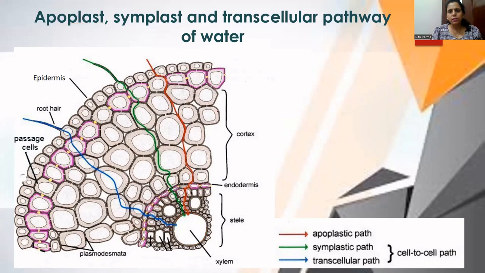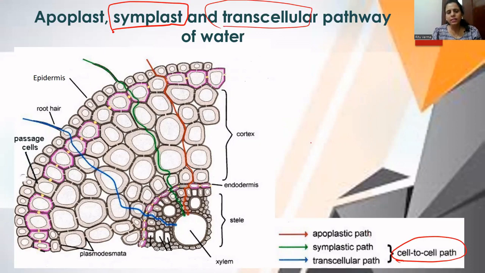Next is your symplast pathway. The symplast and transcellular pathways are together known as the cell to cell path. That means in both of these pathways, water enters inside the cell. Now in symplast, this green color line represents the symplast pathway. Water enters inside the cell and stays only in the cytoplasm, moves through the cell, and finally reaches the xylem.